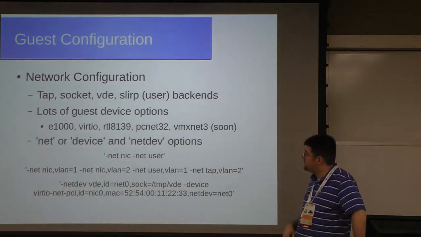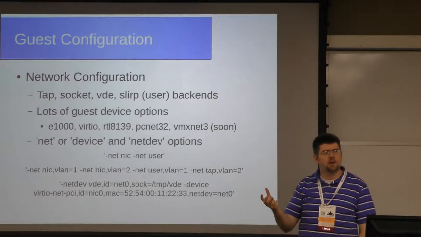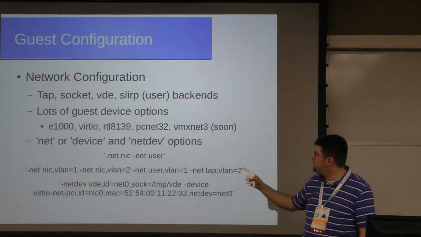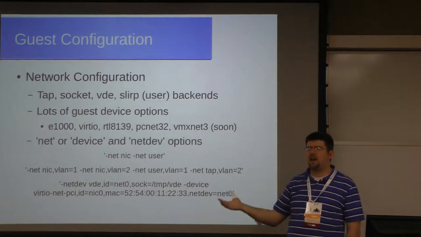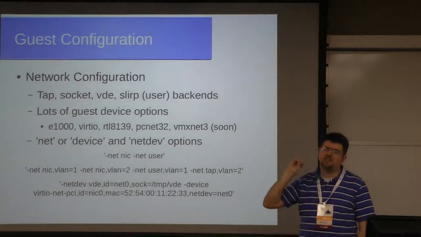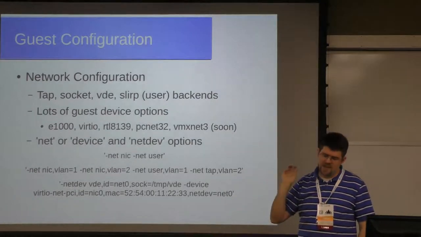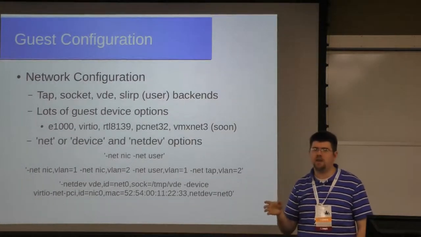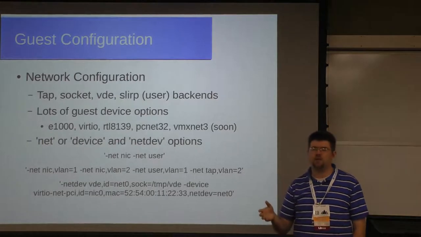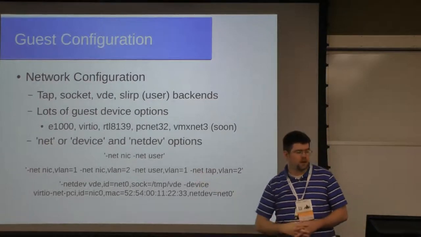Here's some examples of how you can configure it. This first one is actually what's used by default. And that just says, give me one network interface in the guest. That's what the -nic option does. And then -net user says set up a user backend. The user backend is different from the others in that it is actually running a TCP/IP stack inside of the hypervisor. And it's actually kind of a crappy one. It doesn't even support ICMP, so you can't ping anything. But it's really easy to use and get started if all you care about is your VM being able to talk out to something. It works really well for that.